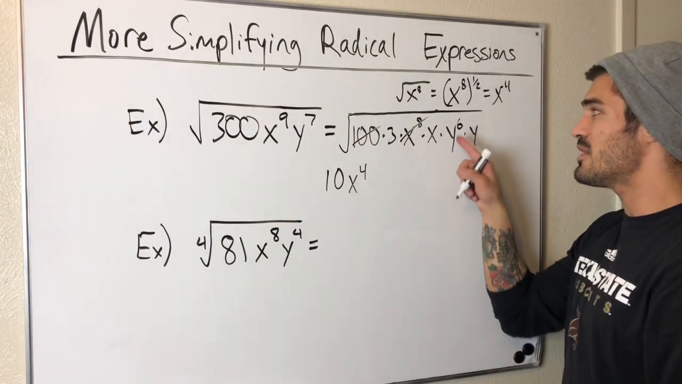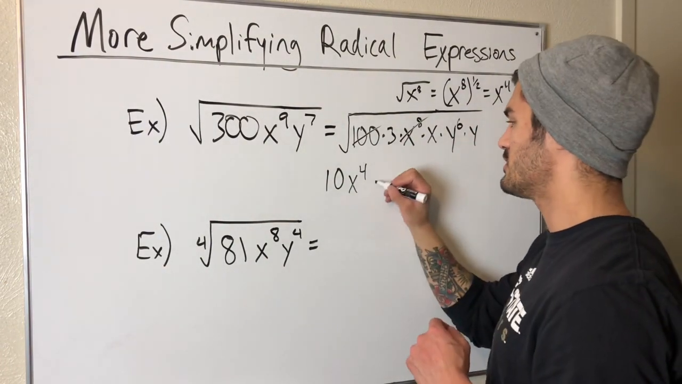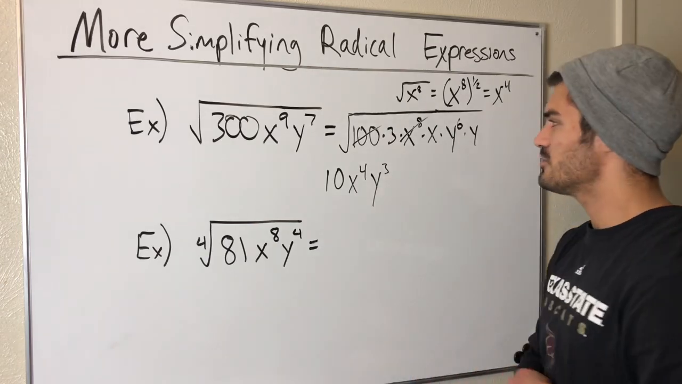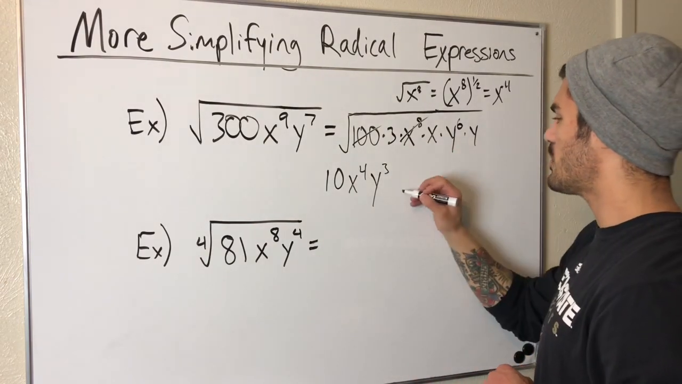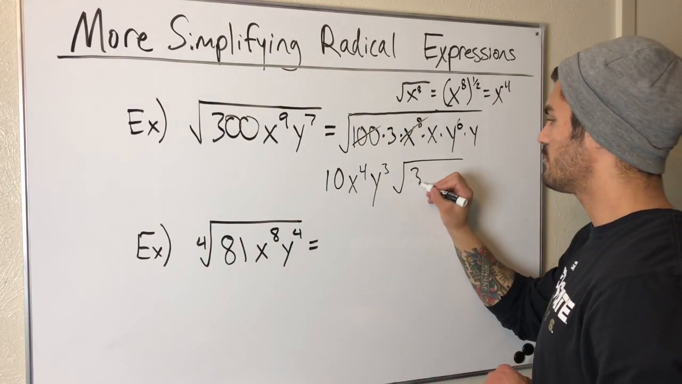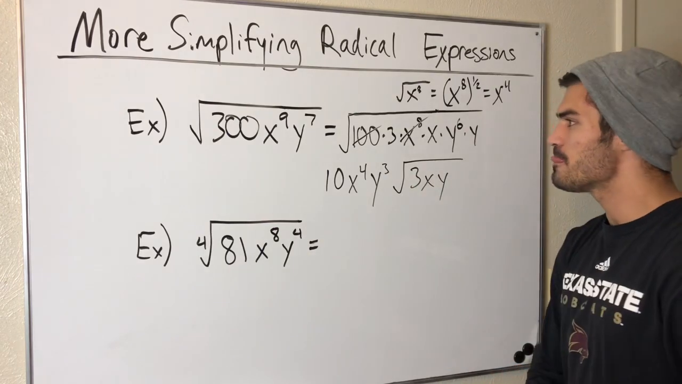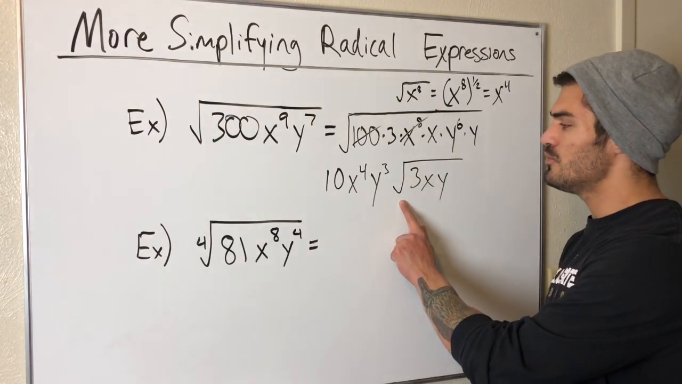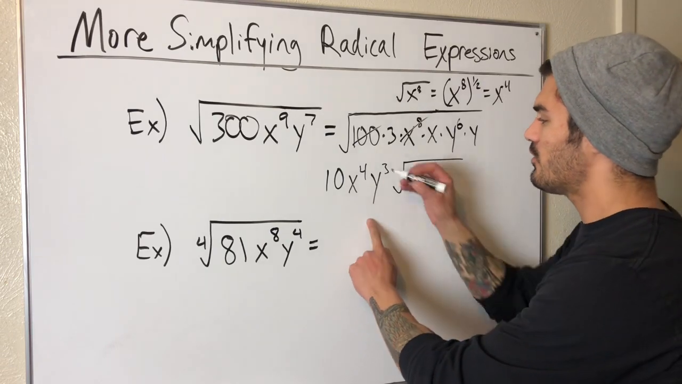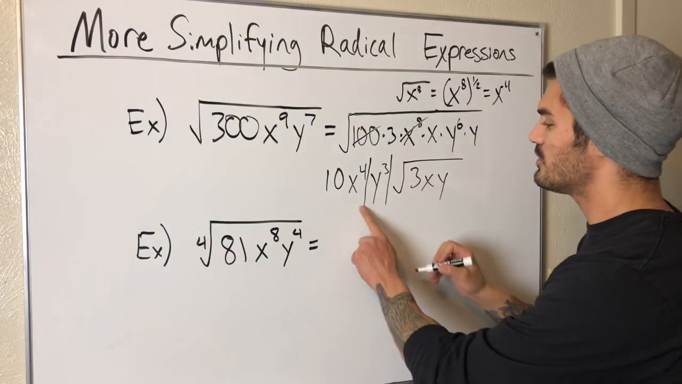Y to the 6th, same idea. That's 3 pairs of y squareds. So y to the 3rd comes out. What are we left with? 3xy in the radical. 3xy. And let's say we had an even root and we have this with an odd power. So we're going to write our absolute value and we're done.